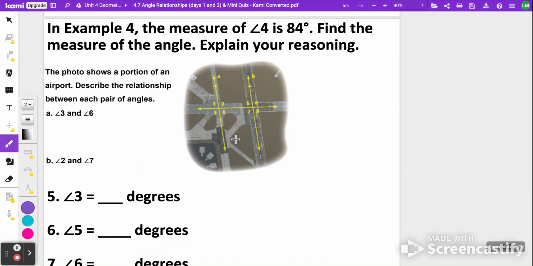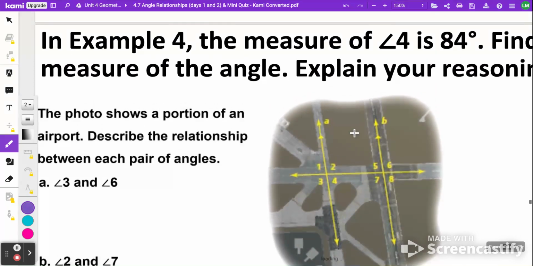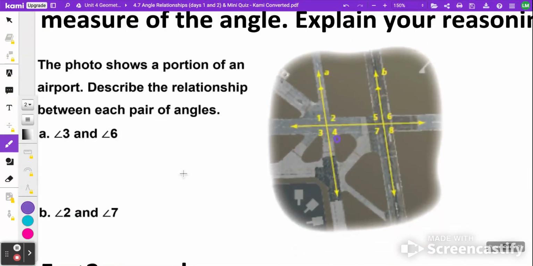In example 4, the measure of angle 4 is 84 degrees. So I'm going to zoom in here. We're going to find the measure of the angle and explain your reasoning. So angle 4, they say, is 84 degrees. So we're going to write in maybe a better color, 84. If angle 4 is 84 degrees, then what would be the other angle measurements? Right now it has us working on 3 and 6, so we can go ahead and talk about 3 and 6.